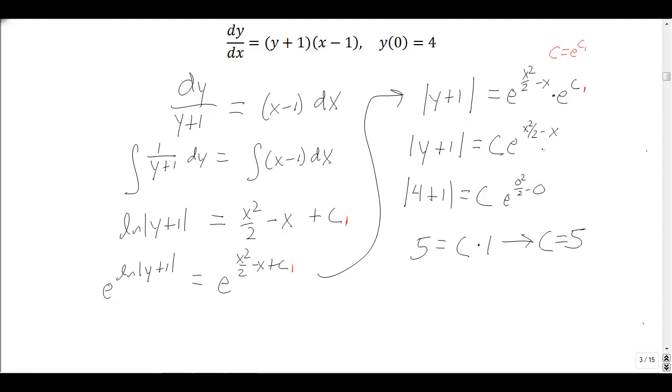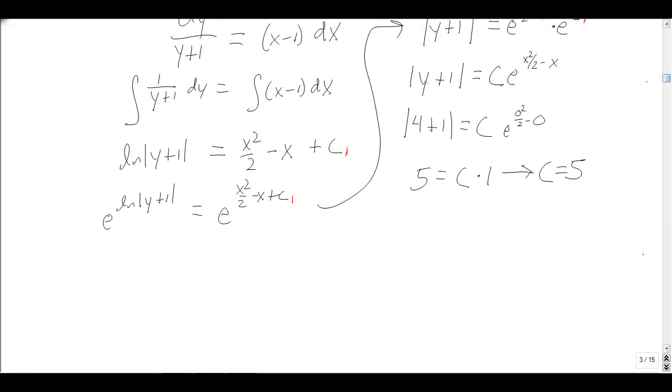And then I can go back up to my general form here. My absolute value y plus 1 equals c times e to the x squared over 2 minus x, and plug in for c. So I get absolute value y plus 1 equals, c is 5, 5 times e to the x squared over 2 minus x. Now, we don't have a plus c here because that got turned into a multiply when we solved for y by taking an exponential.